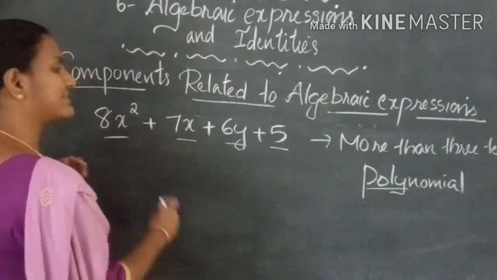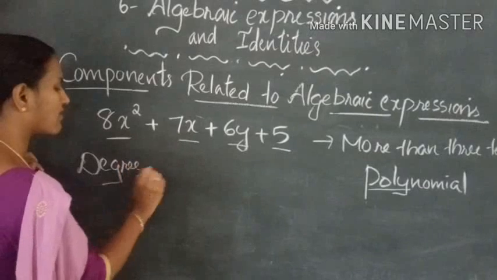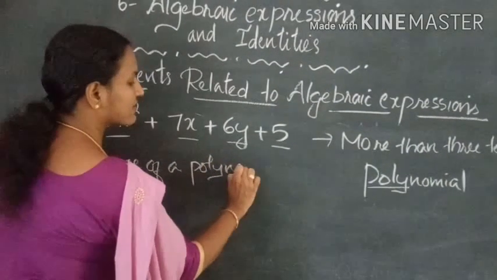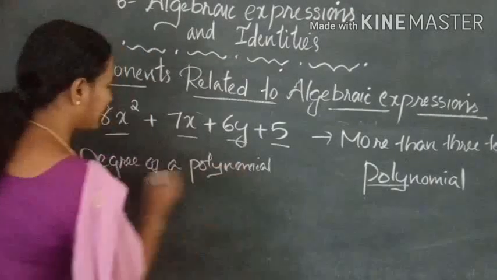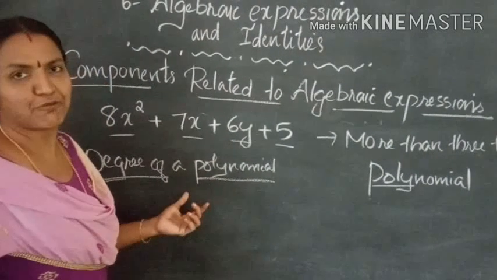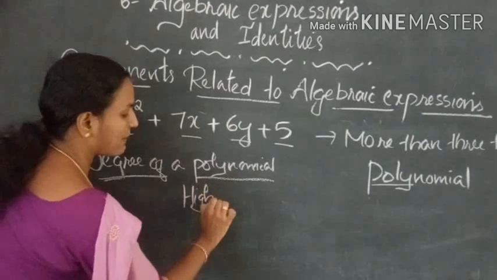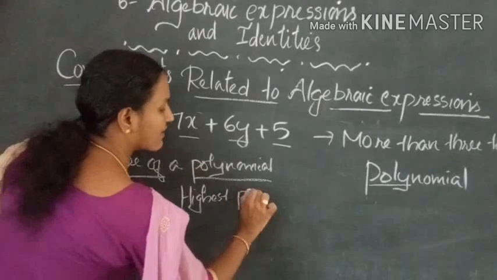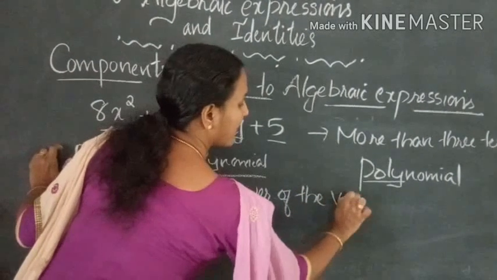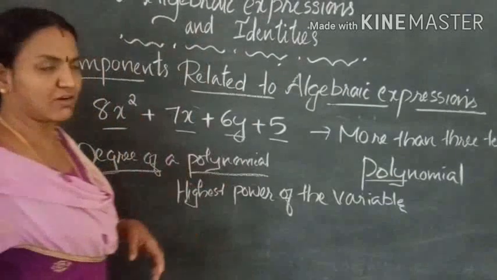Next we shall discuss degree of a polynomial. Degree of a polynomial means the highest power of the variable in the algebraic expression. The highest power of the variable in an algebraic expression is known as the degree of a polynomial.